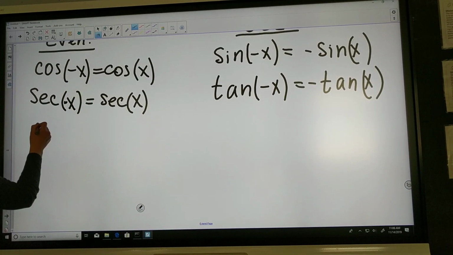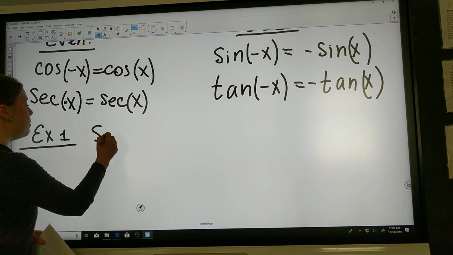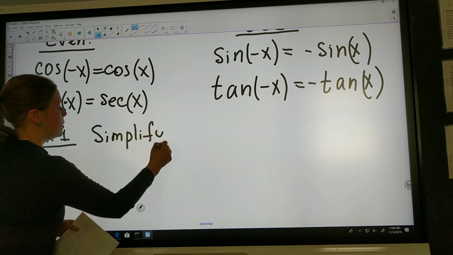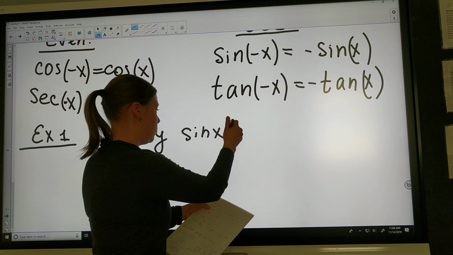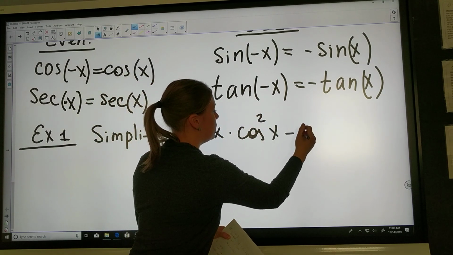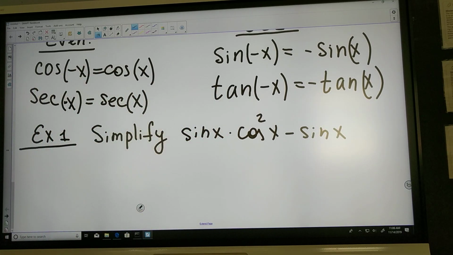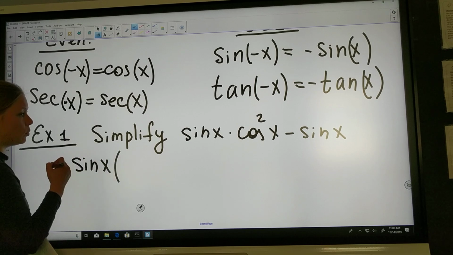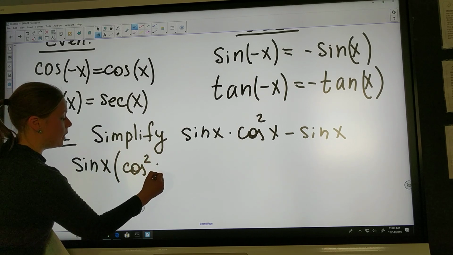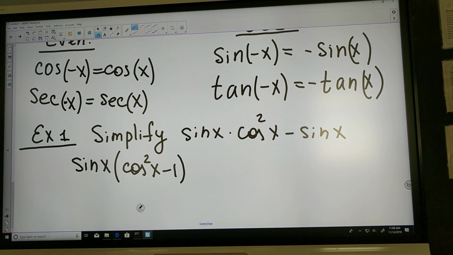Let me scroll up. Example 1: simplify sine x times cosine squared x minus sine x. You can go ahead and start working on that, and I will do it on the board. I will factor sine x out. Factoring out sine x, then cosine squared x minus 1. So let's think how I can replace cosine squared x minus 1. I will use the Pythagorean identity. Let me scroll this.